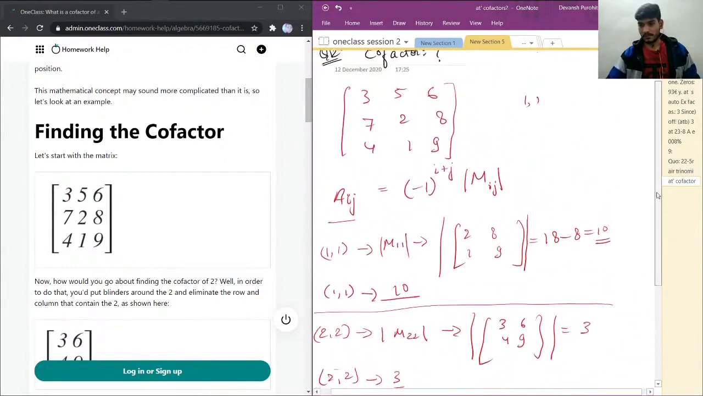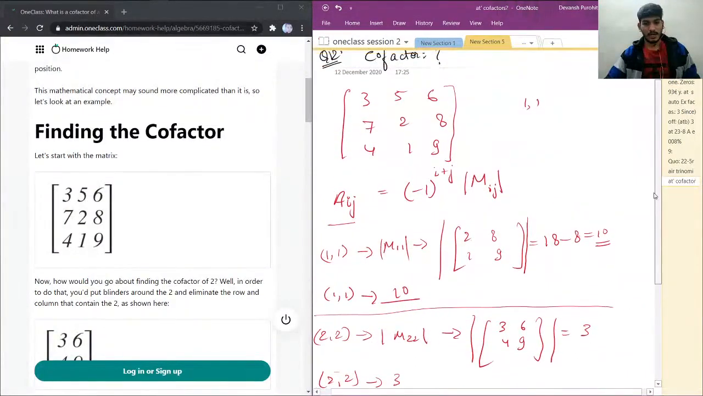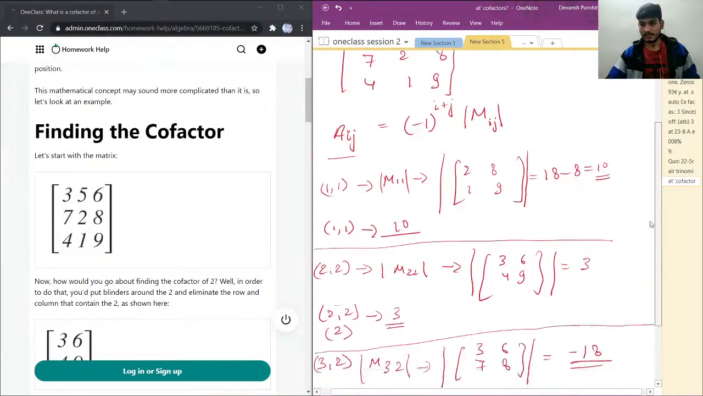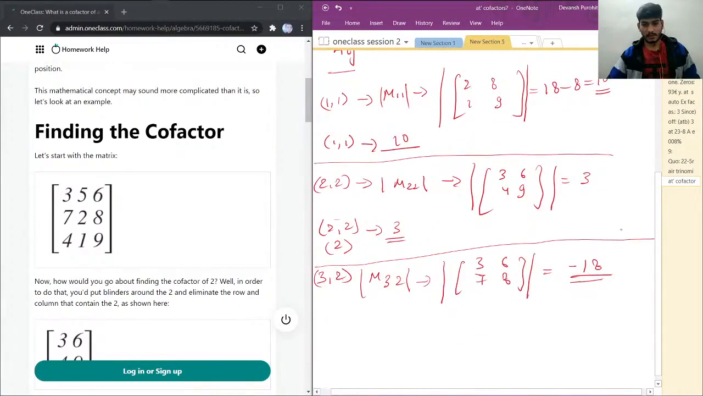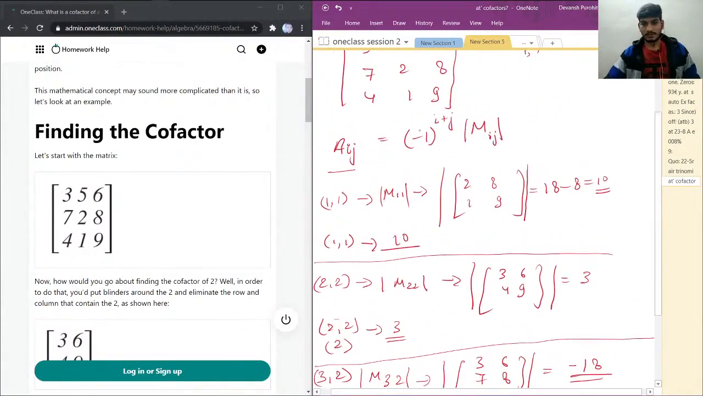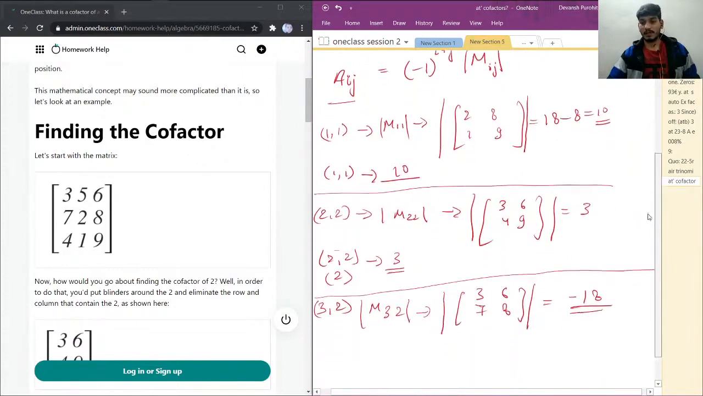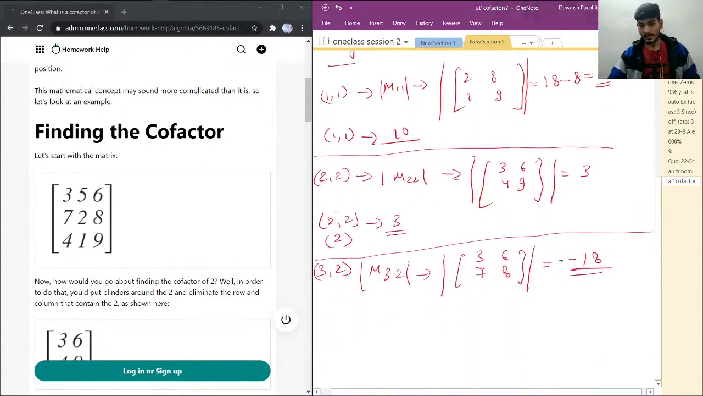Now for the sign, the coordinates here were 3 comma 2. So if I write 3 plus 2, this will be 5 and negative 1 raised to the power 5 will be negative. So in that case I'll add a negative sign here and this will become positive 18. So the cofactor at 3 comma 2, or for 1 in the matrix, is positive 18.